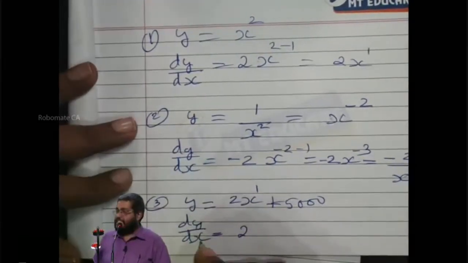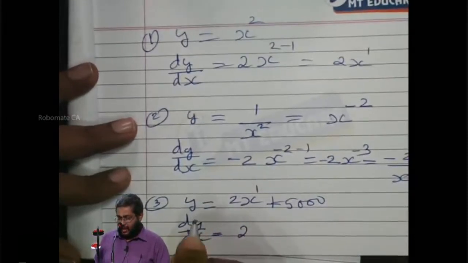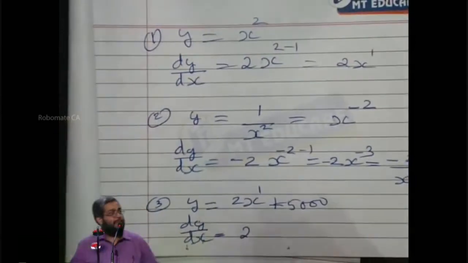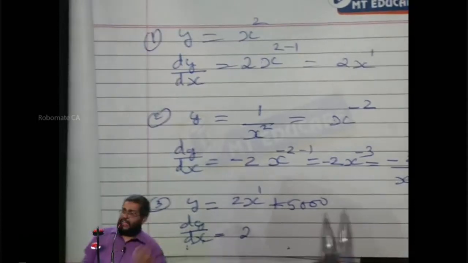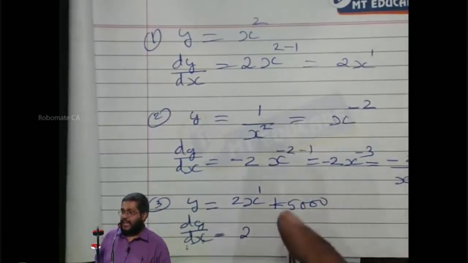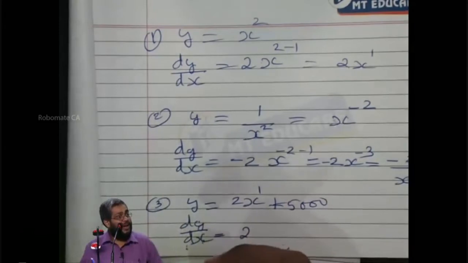That means x is units and y is what? Cost. The change in cost with respect to what? The change in units is 2 in this particular case. Are you all following what I am saying? That means differential calculus or differentiation tries to find the rate of change. Try to find what? Rate of change of a dependent variable over the independent variable. Are you all following what I am saying?